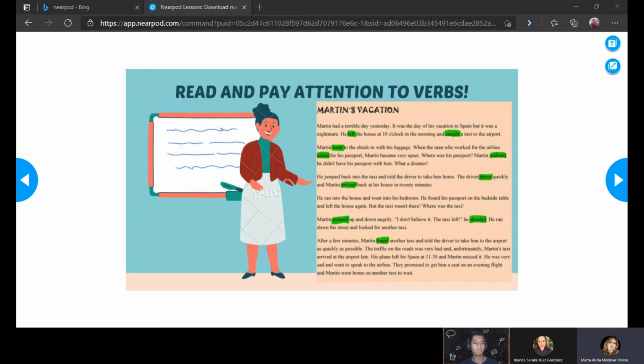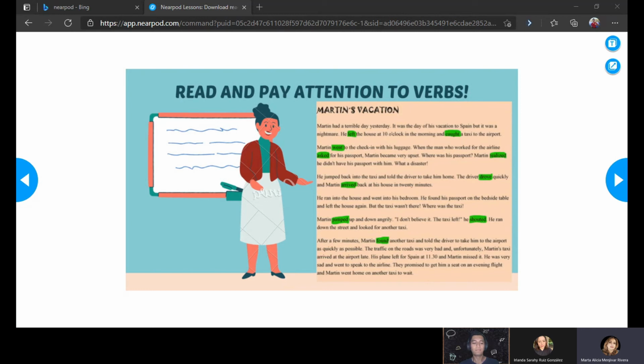Martin had a terrible day yesterday. It was the day of his vacation to Spain, but it was a nightmare. He left the house at 10 o'clock in the morning and caught a taxi to the airport. Martin went to the check-in with his luggage. When the man who worked for the airline asked for his passport, Martin became very upset. Where was his passport? Martin realized he didn't have his passport with him. What a disaster. He jumped back into the taxi and told the driver to take him home.